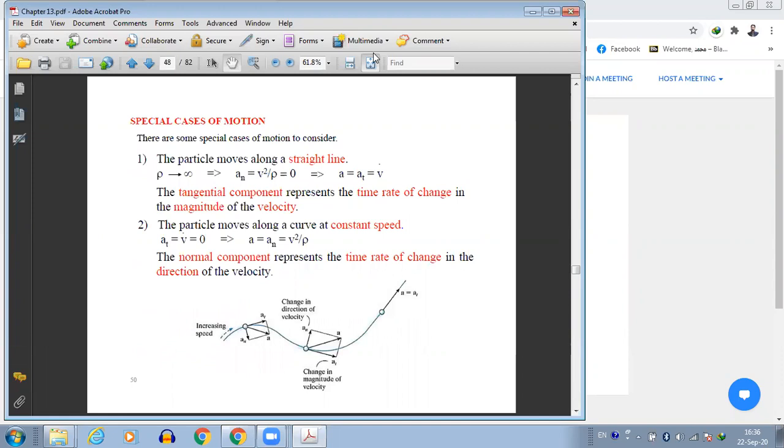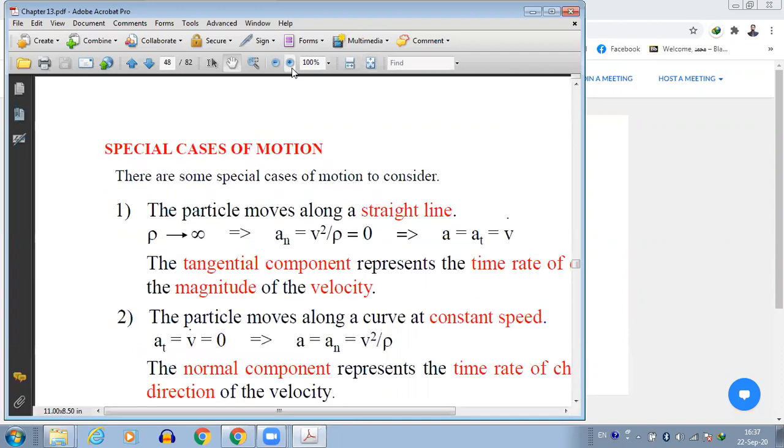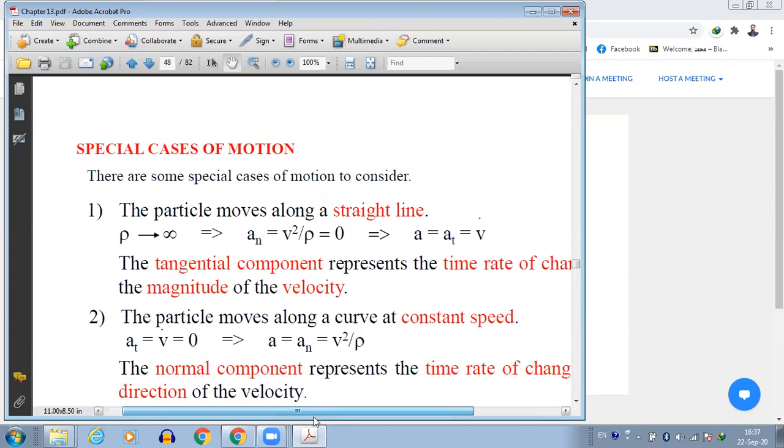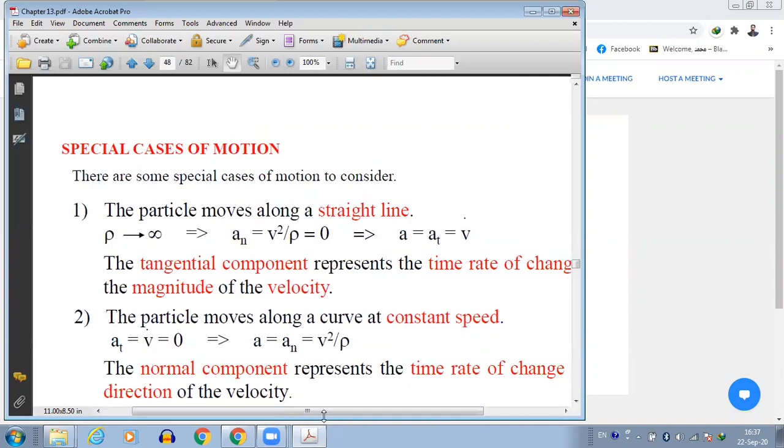Now there are some special cases we can look into. For example, if a particle is moving along a straight line, that means v square upon rho, where rho is the radius of curvature, but for a straight line, the radius of curvature goes to infinity. So that means an will be 0. And that's understandable. If the particle is moving in a straight line, there is no curvature, so the normal component is 0. So the total acceleration has only the tangential component.